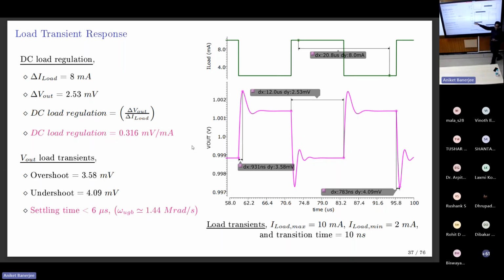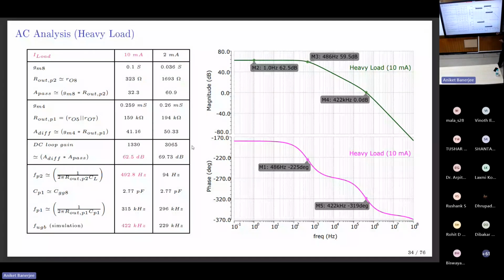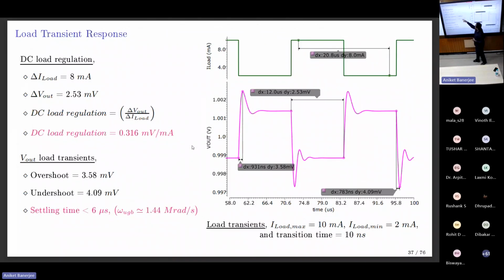If you do the theoretical analysis for an LDO load transient, the DC load regulation is the Rout divided by loop gain. So Rout for our design was 323 ohms divided by 1330. You will get this as the 0.316 load regulation performance. So again, this is the settling time calculation. All these things match the hand calculation.